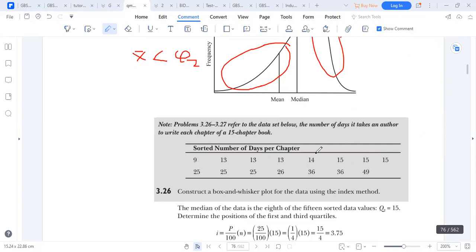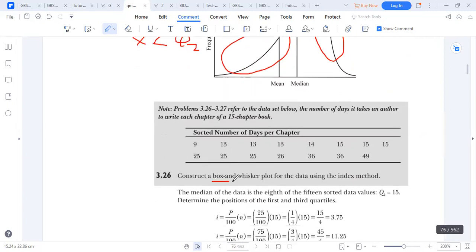So now we have a question here of the data which shows the number of days it takes an author to write a chapter in a 15-chapter book. We're being asked to draw a Box-Whisker plot. So in this case, our n is 15. So how do you find the Box-Whisker plot?